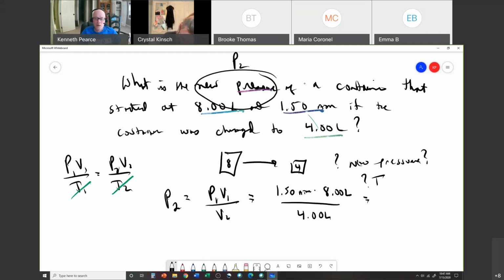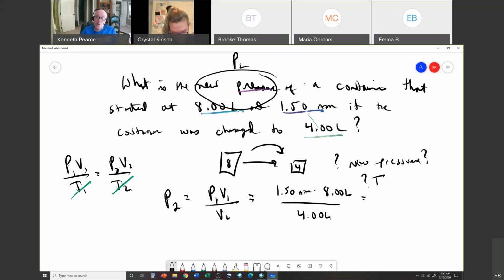Now, I would expect that if we were looking for the new pressure and I took something and squished it and made it a lot smaller and didn't do anything to the temperature, I would expect the pressure to go up. As you squeeze something, the pressure should go up. As you expand something, the pressure should go down. And are we going to see that the pressure goes up? And the answer is, why, yes, we do.